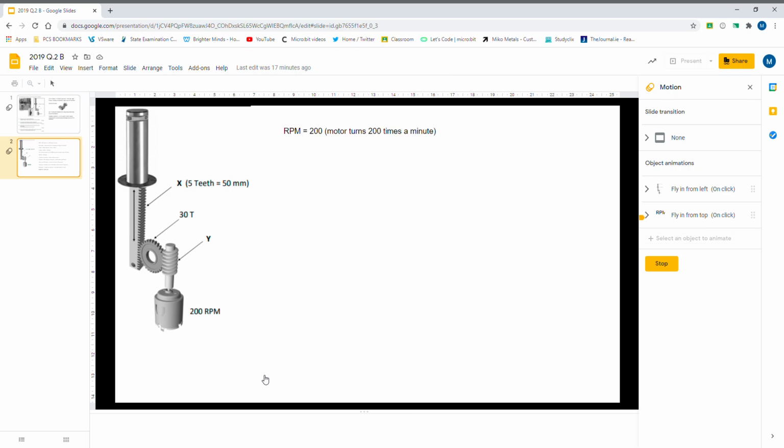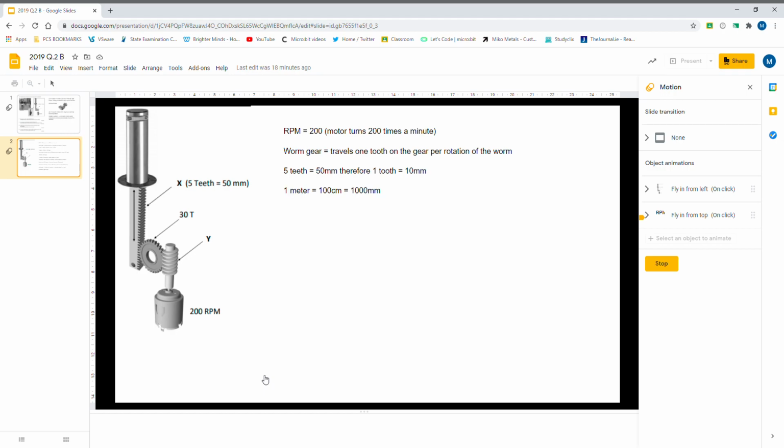So first thing I do is write down what we know. RPM is equal to 200, so that means the motor turns 200 times a minute. A worm gear then travels 1 tooth on the gear per rotation of the worm. So for every 1 turn of Y, that will travel 1 tooth on the spur gear. That's a very important part to this question. So 5 teeth is equal to 50 millimeters, which we're told. So therefore, 1 tooth must be equal to 10 millimeters.